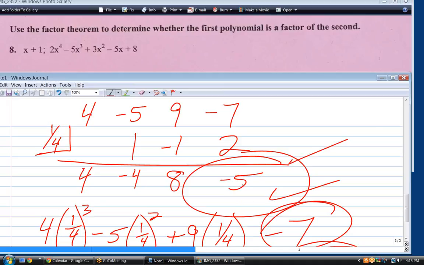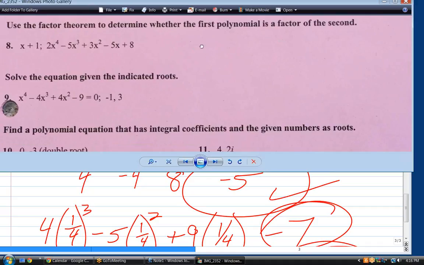And you can kind of see that it was quite a bit easier to do synthetically than it was to do by plugging it in. When I plugged it in, the math was a lot more complicated. The arithmetic was more complicated.